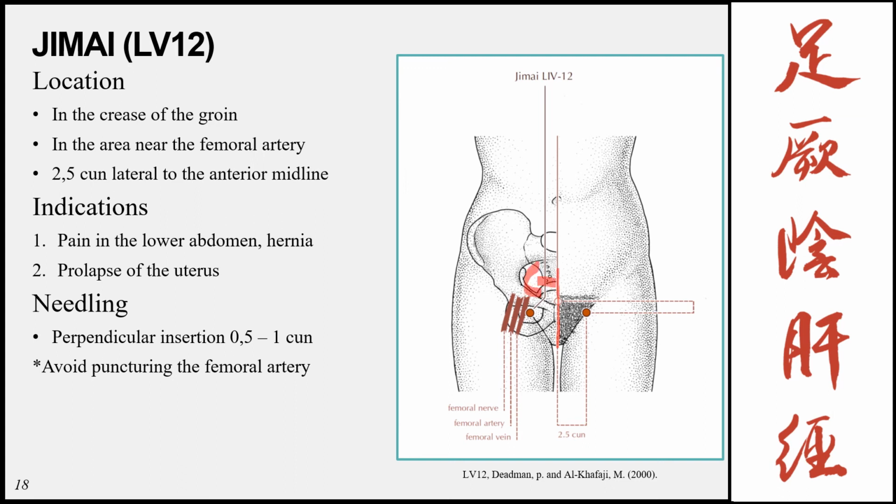This point can be used locally for pain in the lower abdomen and hernias and prolapse of the uterus. Needling is perpendicular insertion, 0.5 to 1 tsun. And then I want you to be aware here that you have to avoid puncturing the femoral artery when needling this point.